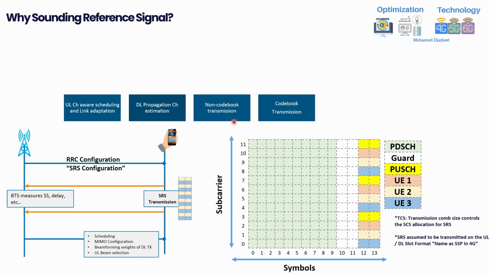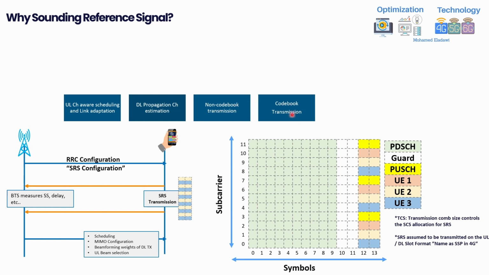Then we have something called non-codebook and codebook. This is something related to PUSCH weight calculation and so on. Non-codebook is simply assuming that there is channel reciprocity, so it's using the downlink measurement to make a precoder, to calculate the weights for the SRS and send it to the BTS. So the UE is doing the calculation here.